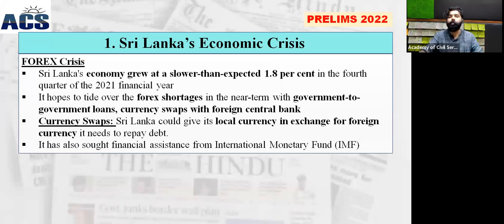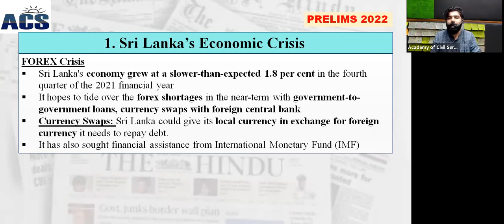The current economic growth of Sri Lanka is lower than expected, 1.8% in the fourth quarter of the 2021 financial year. And because of the forex shortage, they are asking other countries for a lot of money, financial assistance. One method is a government to government loan, like India and China, India and the UK, India and Germany, India and Japan, or Sri Lanka and Japan, Sri Lanka and China. China is giving financial assistance to Sri Lanka, and India is also giving financial assistance to Sri Lanka. All these are government to government loans. With this, they are going to address the forex shortage in Sri Lanka.